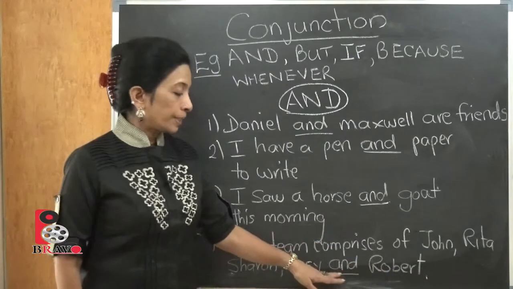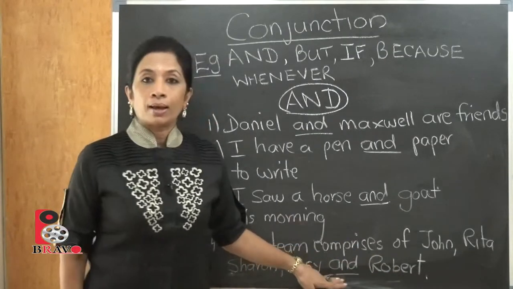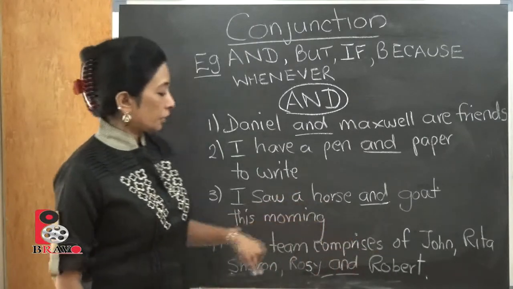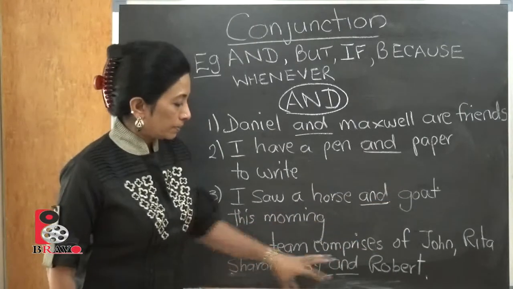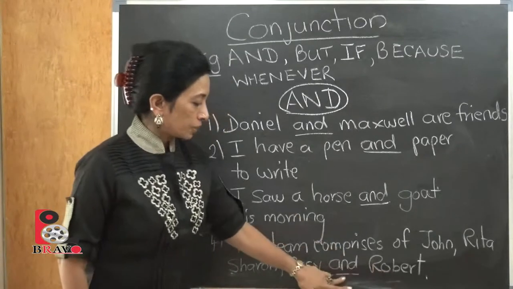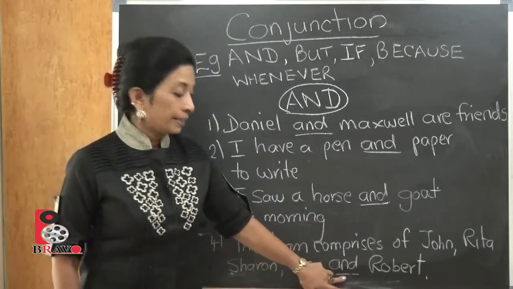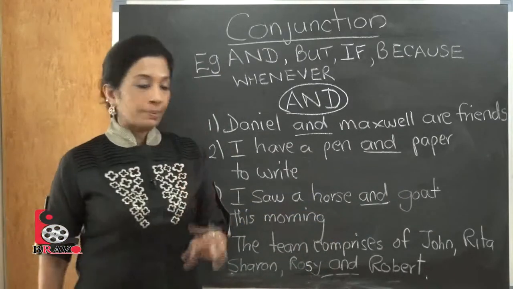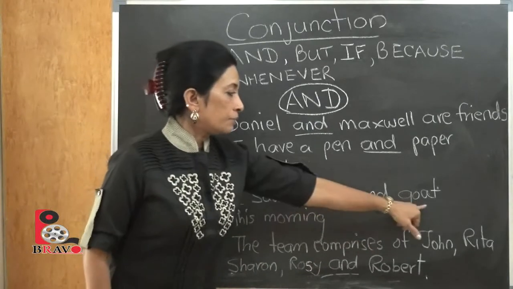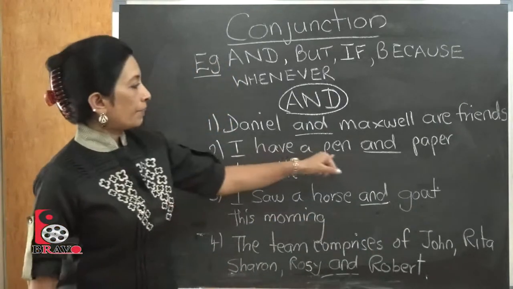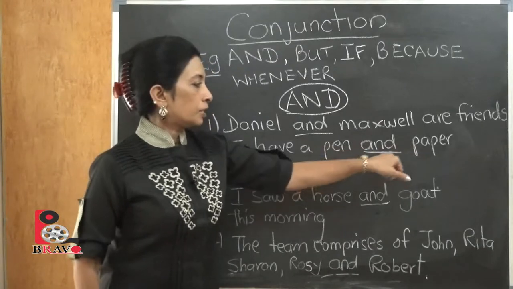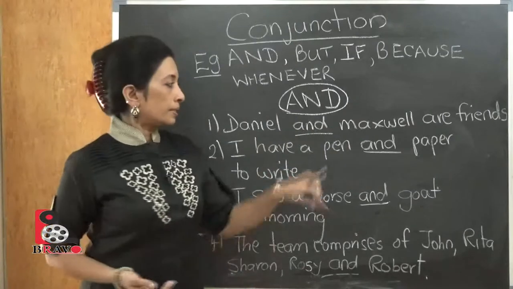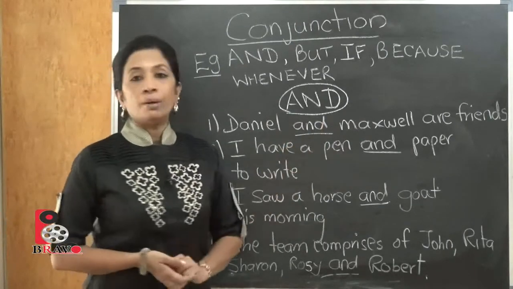So your conjunction word and will come before the last. So and here becomes a conjunction word between these 5 people. The last person is Robert. So the conjunction word and will be applied just before Robert. And here, I saw a horse and a goat. There's 2 animals, let's see. So the conjunction word is before the second animal. I have a pen and paper. So the conjunction word and comes before the paper to write. Daniel and Maxwell are friends. So the conjunction word and comes just before Maxwell.